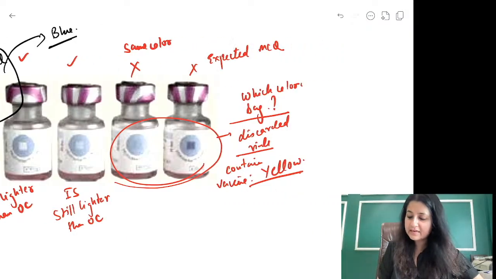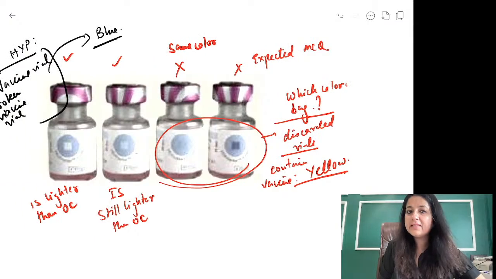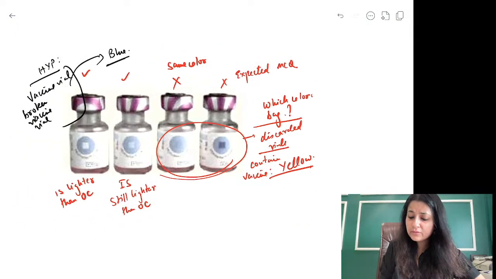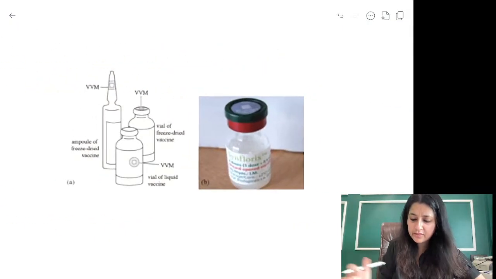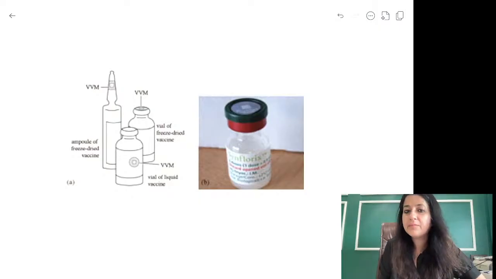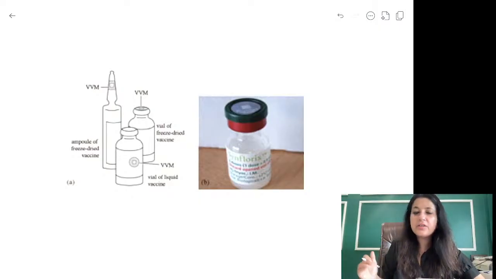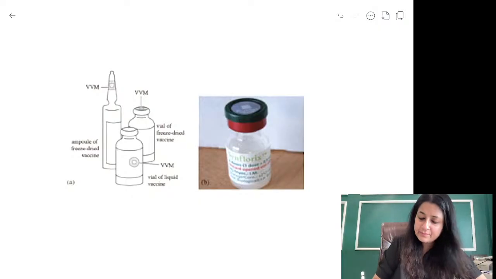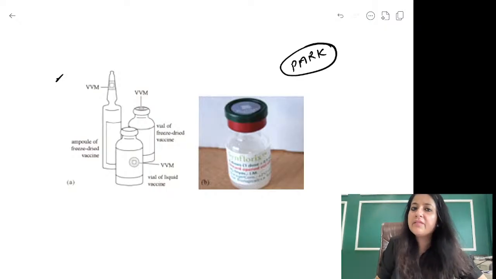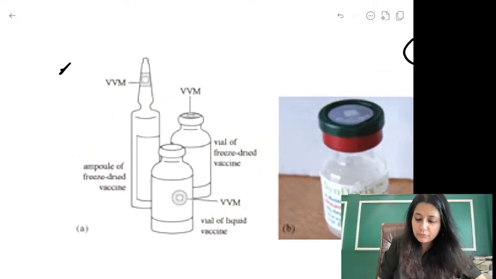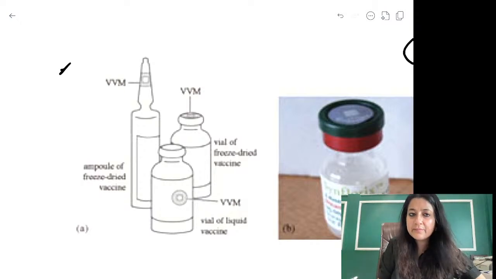So VVM is done. Also, the chemical is in the square. Now there's one more image I want you to focus on. I think sometime this can come in your exam, whether you're a NEET PG aspirant or FMG aspirant. This image is given in our textbook of Park. Now I'll just zoom this image for all of you. Can you see this image?